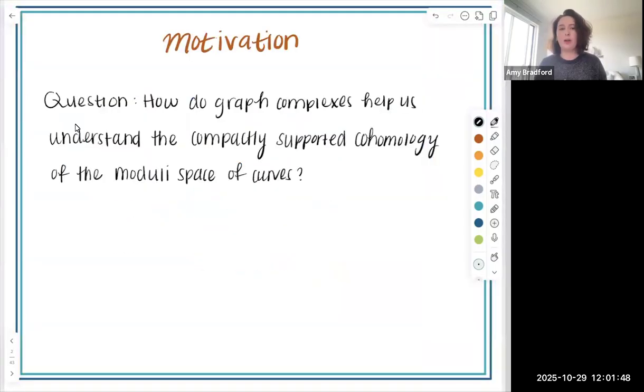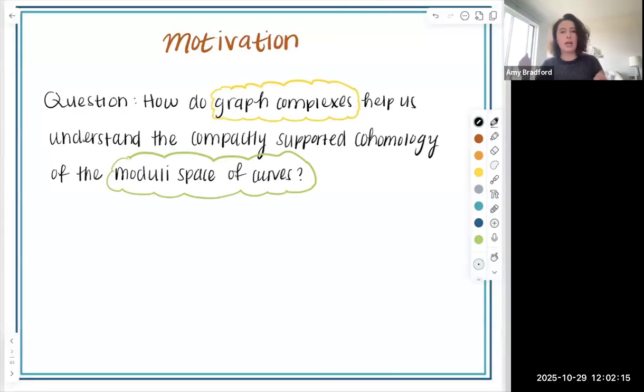So let me just say what I want to get out of this talk. The main question I want to explore is: how do we use this combinatorial object of graph complexes to help us study the cohomology of the moduli space of curves, this space in algebraic geometry that's very, very well studied? The goal is to tie together these two notions. And if I may, I want to take a few minutes and tell you about this moduli space of curves.